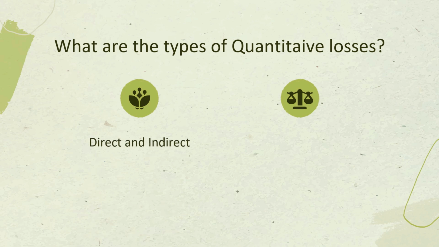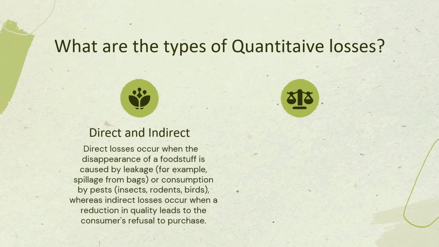Direct and indirect losses. Direct losses occur when the disappearance of a foodstuff is caused by leakage, for example, spillage from bags, or consumption by pests, insects, rodents, birds, whereas indirect losses occur when a reduction in quality leads to the consumer's refusal to purchase.